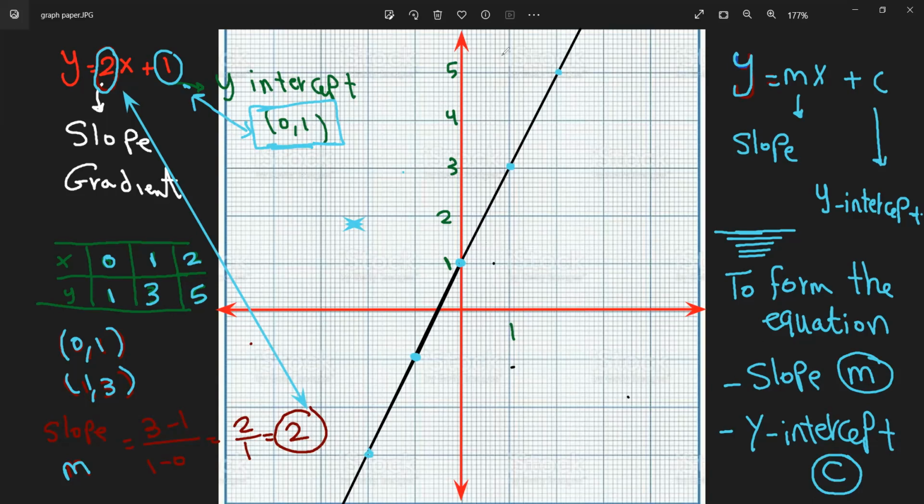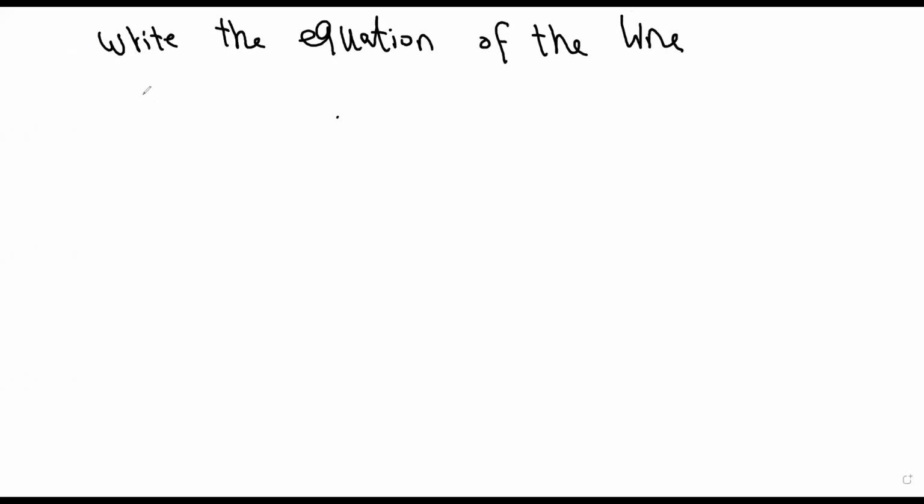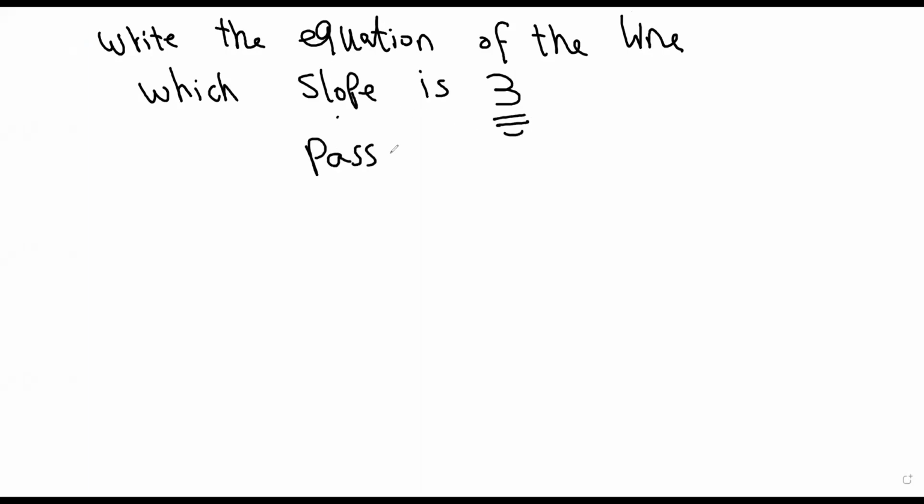To form an equation, here, if I asked you to write the equation of the line, write the equation of the line which slope is 3 and passes through (0, 5). What is the equation of this line?